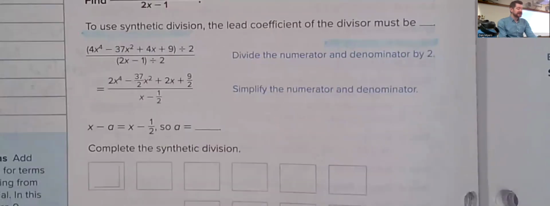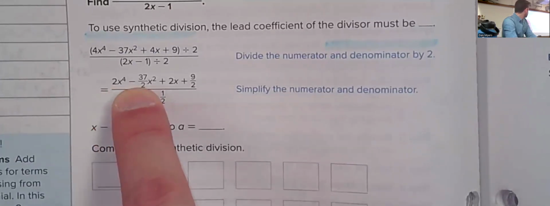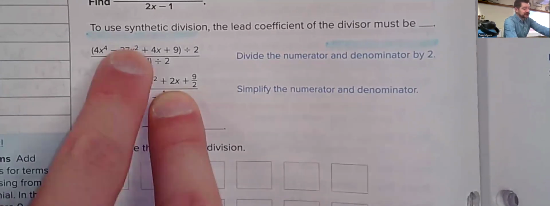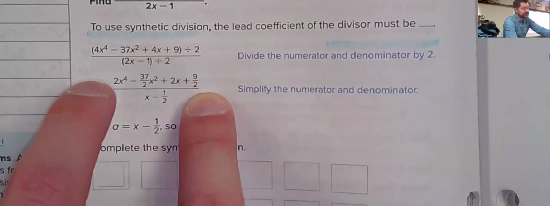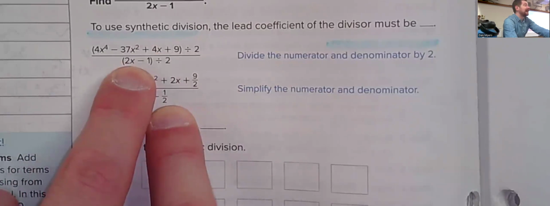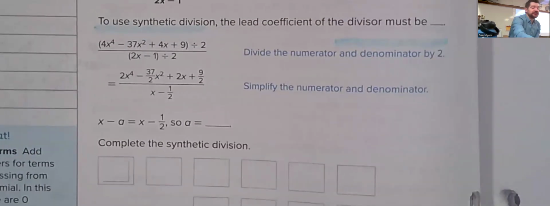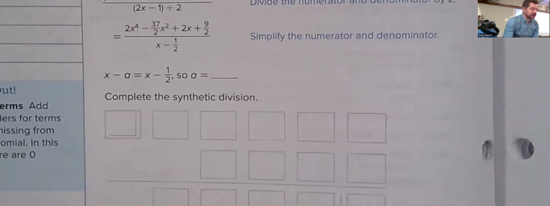And if you divide everything by 2, 4 divided by 2 is 2. Negative 37 divided by 2 is negative 37 halves. 4 divided by 2 is 2, and then 9 divided by 2 is 9 halves. And then on the denominator, 2 divided by 2 is 1, so 1x, and then negative 1 divided by 2 is negative 1 half. So we just get some fractions, which isn't necessarily a problem, but it changes how things work a little bit.